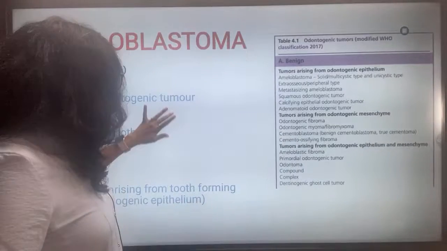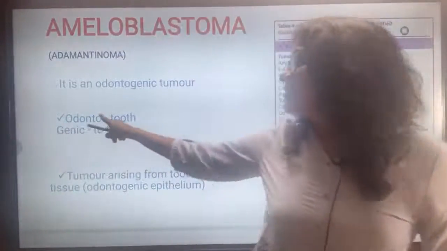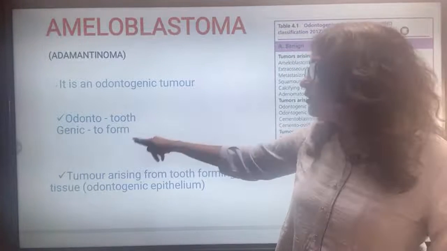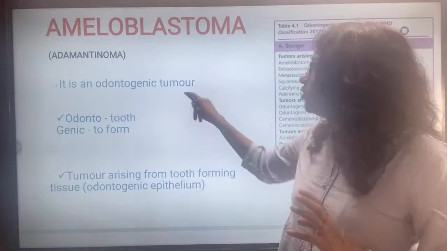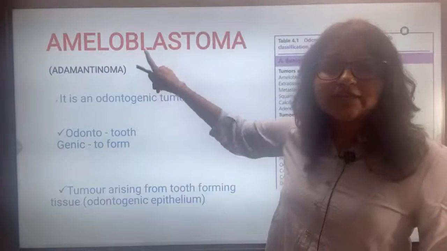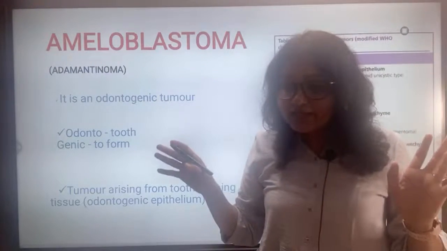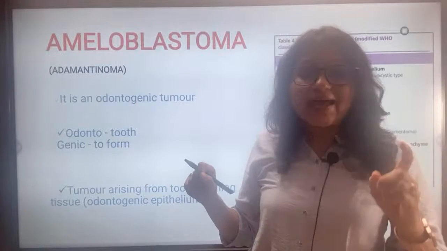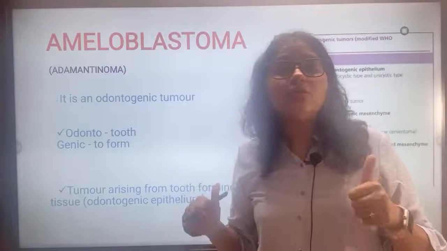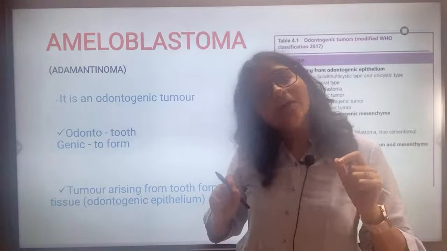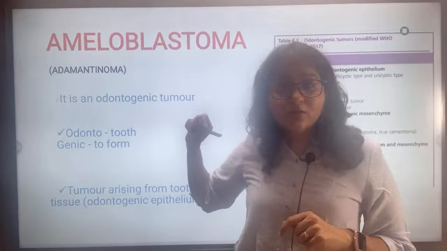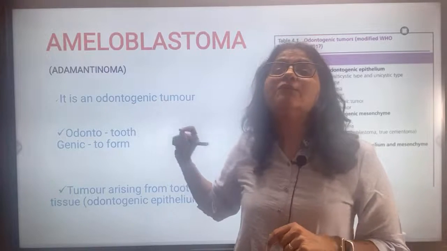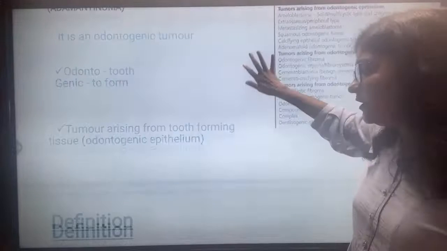Now, let us see further. I told you it is an odontogenic tumor, right, a tumor arising from tooth forming tissues, okay. Remember the name, if anybody is preparing for the PG exam: what is the other name for ameloblastoma? The other name for ameloblastoma is adamantinoma, okay, adamantinoma, remember the other name for ameloblastoma, fine.